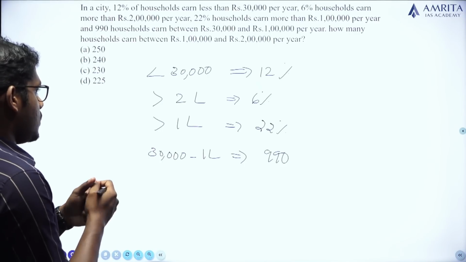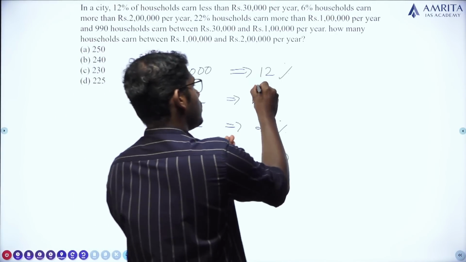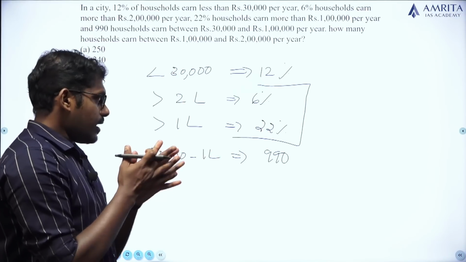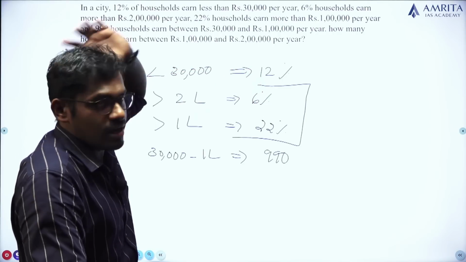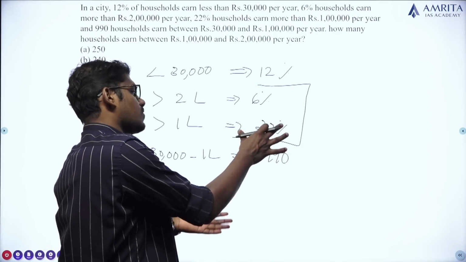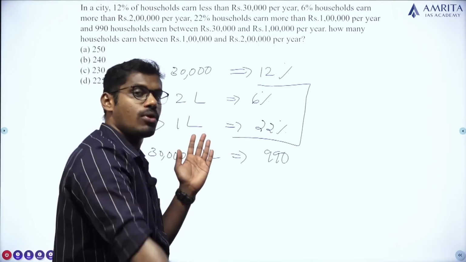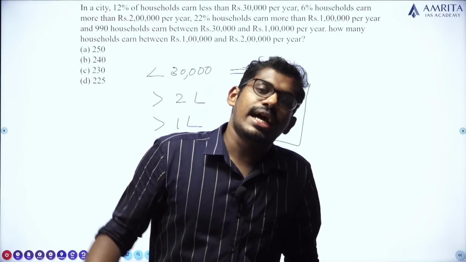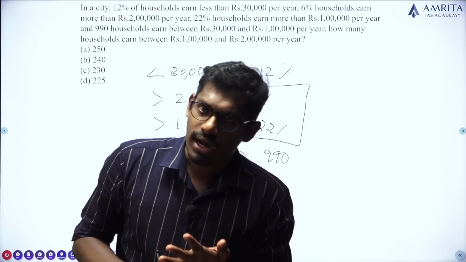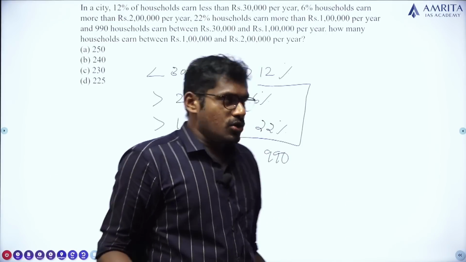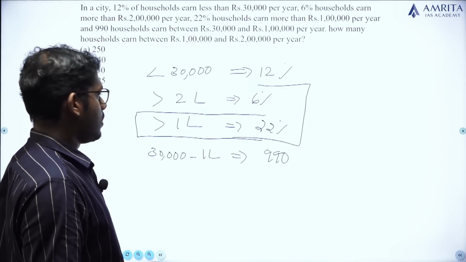So 6% of households earn more than 2 lakh. 22% of households earn more than 1 lakh. See, this 6% is already included in this 22%. Why? Because if 22% of households earn more than 1 lakh, some of them are also earning more than 2 lakh. More than 1 lakh may also include persons earning more than 5 lakh. So the 6% who earn more than 2 lakh are also included in this particular set. Clear?